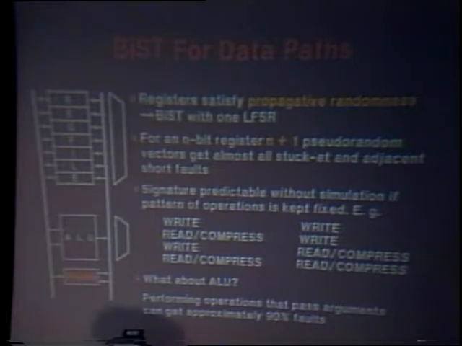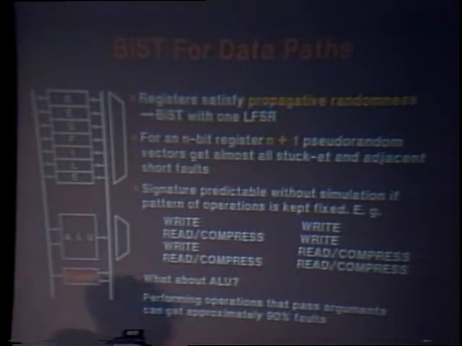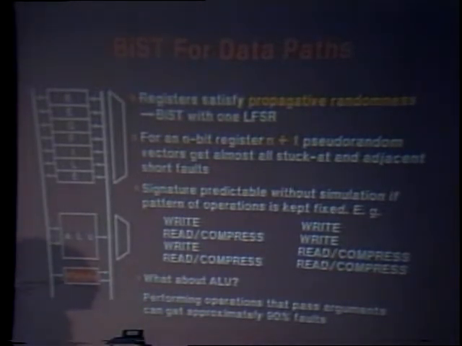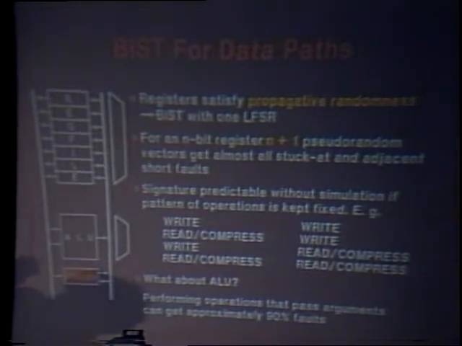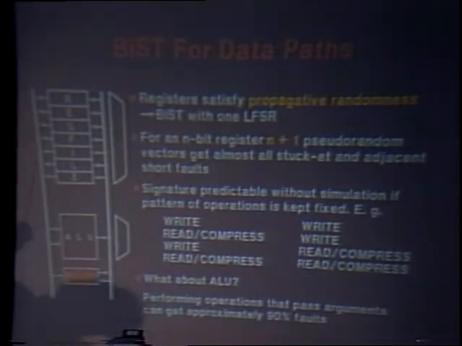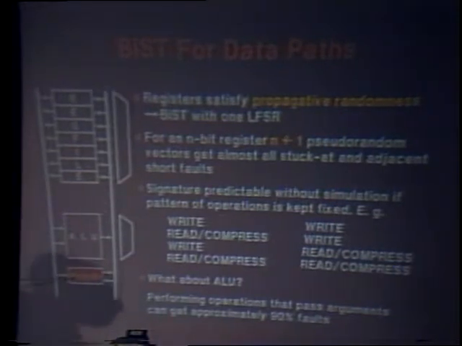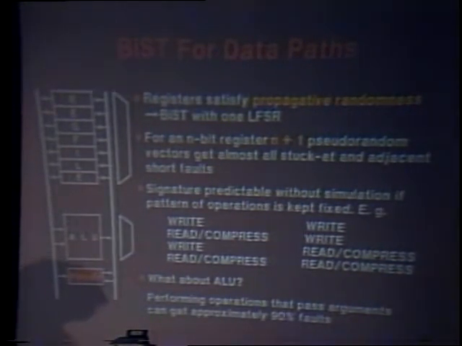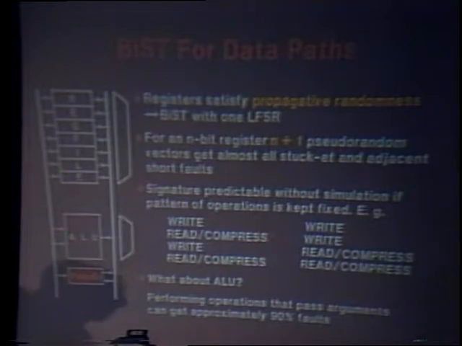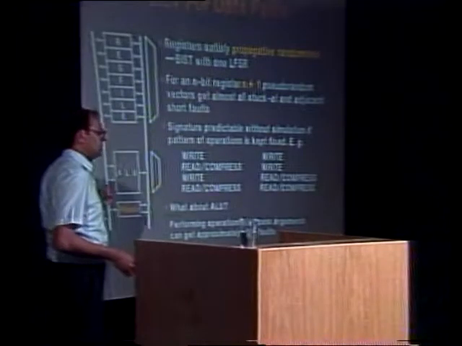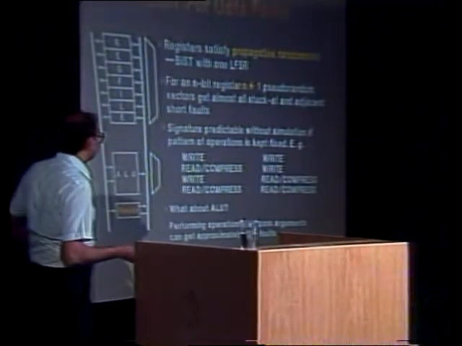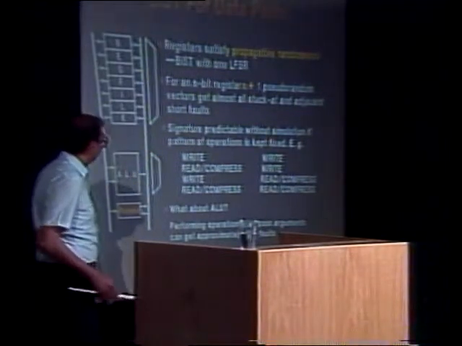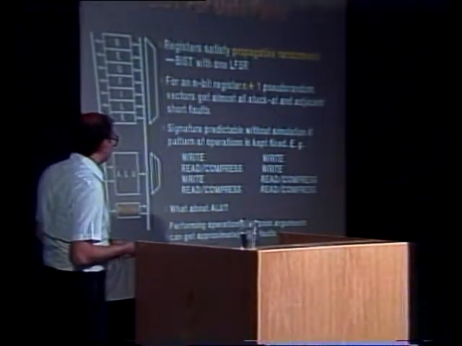Okay. Now, data path, what do we have usually? Some register file, some ALU. Can we think about putting one linear feedback shift register over there, which will provide pseudorandom vectors to this functionality to be tested, and also look at the responses and obtain its signature? Now let's analyze this one. Now registers, they readily satisfy propagative randomness, which we talked about. That means we should be okay to use built-in self-test.